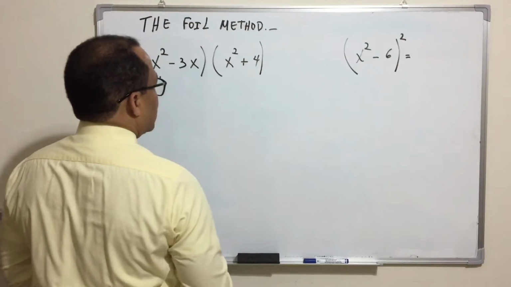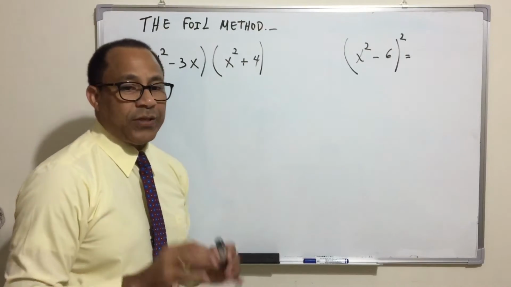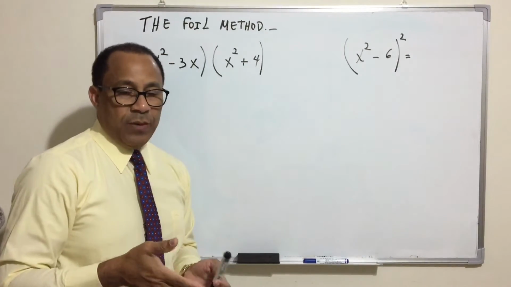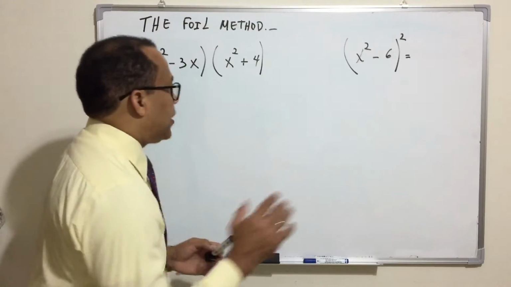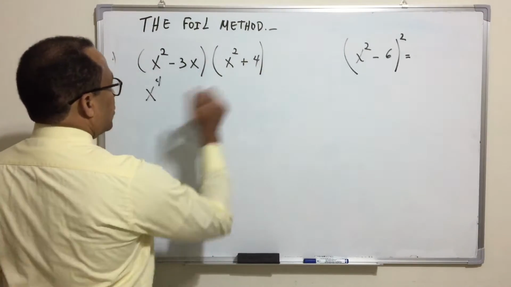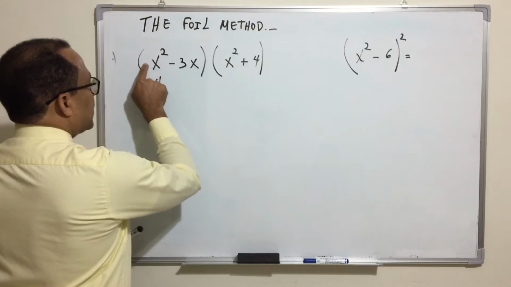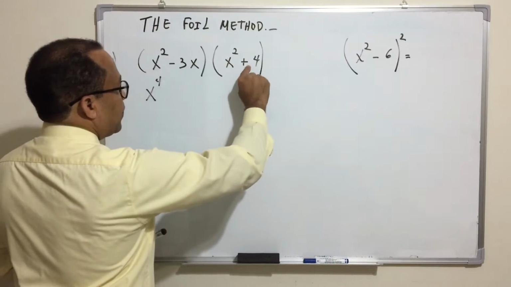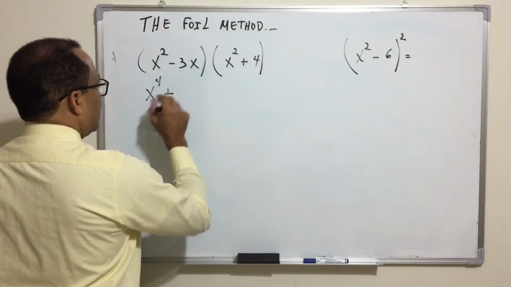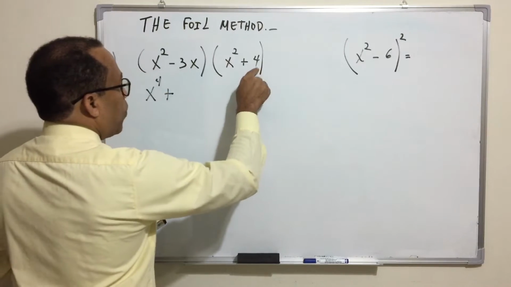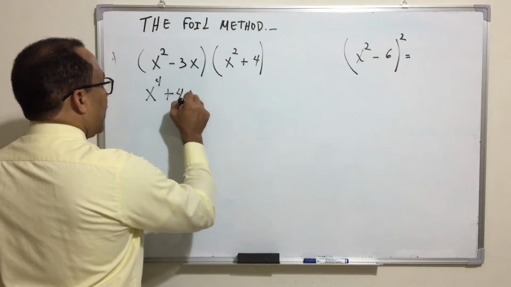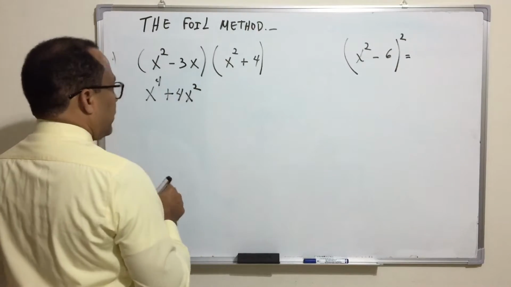Multiplying the outer terms. Remember, you always multiply the signs first, before you multiply the coefficients. Let's multiply the signs. Outer terms. Positive times positive equals positive. Multiply the outer terms. X to the second times 4 equals 4x to the second power.